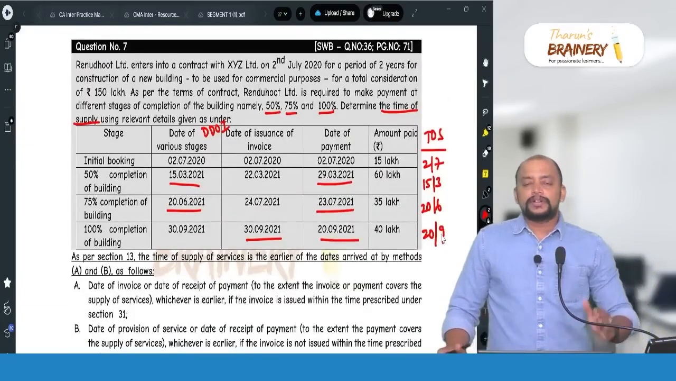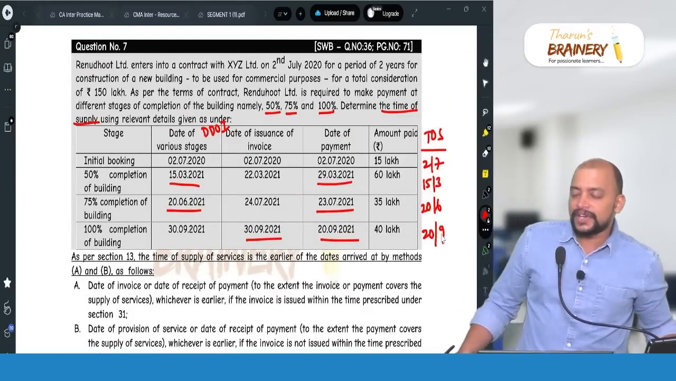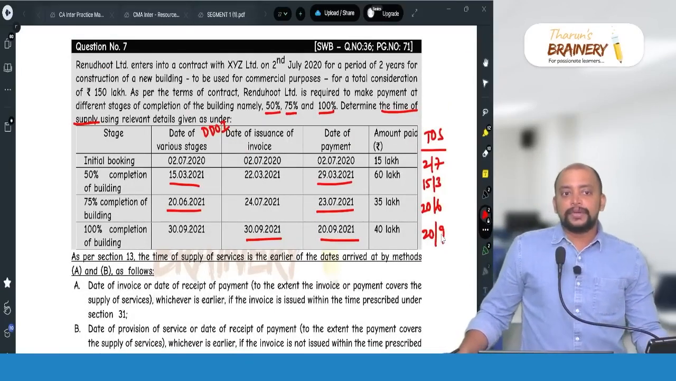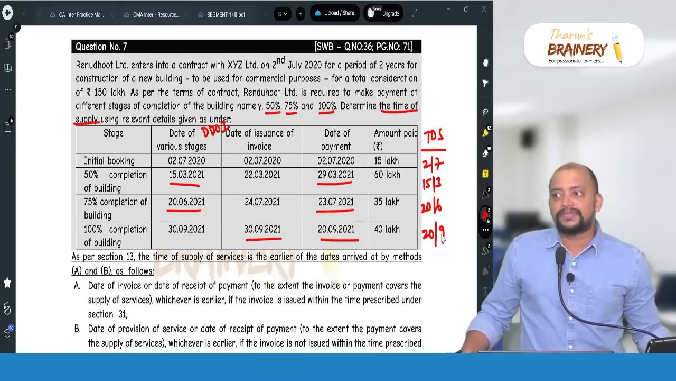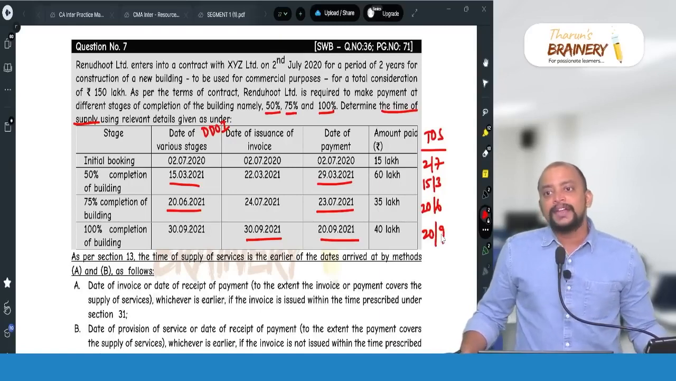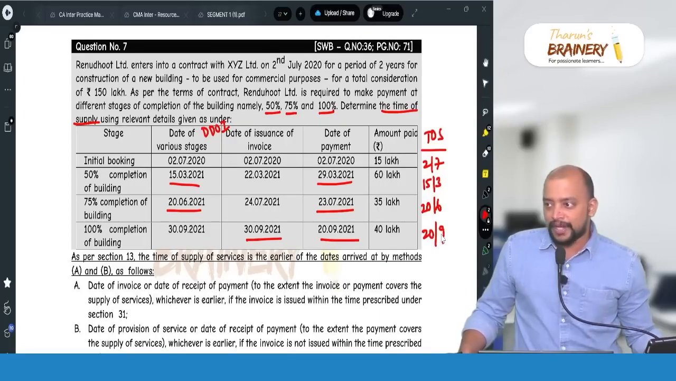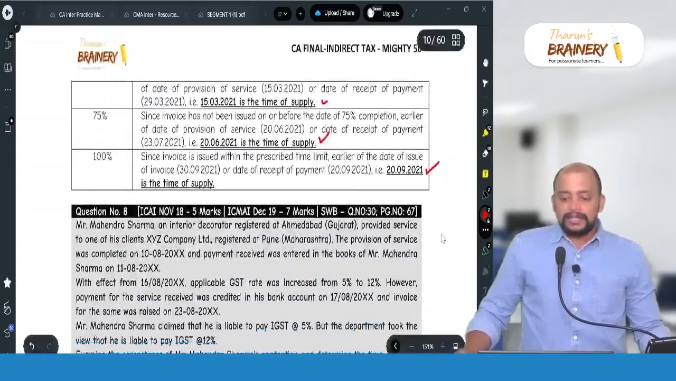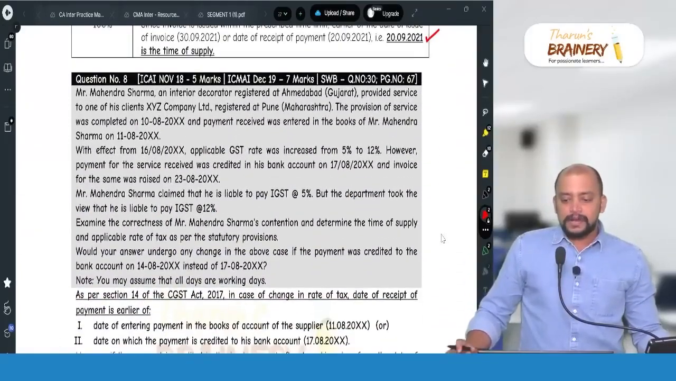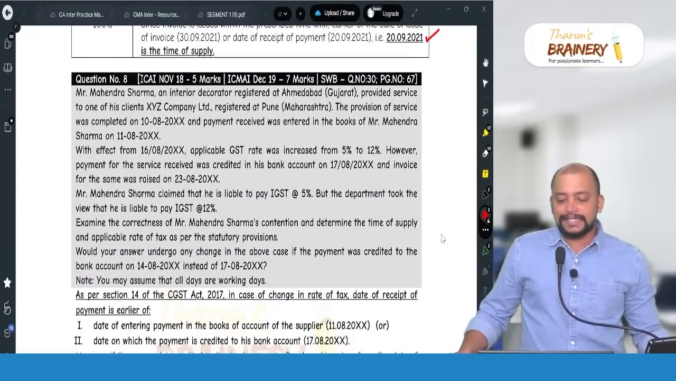So, therefore, this question connects two things: due date of invoice in case of continuous supply of service and time of supply whenever the transaction is continuous supply of service. Then next one, this is in page number 67.